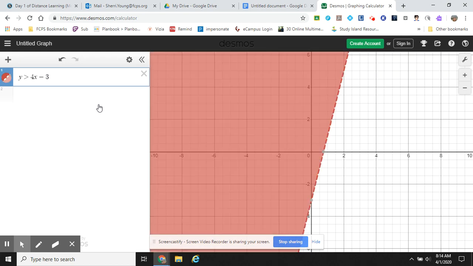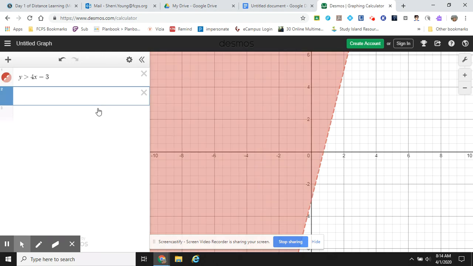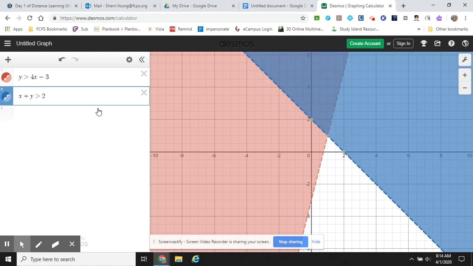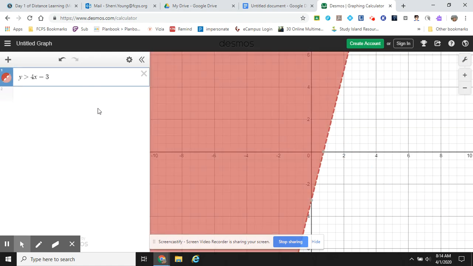And notice it did the shading for me. If you notice, it is a dotted line because it is greater than, and the shading is that big pink area. I'm going to add a second one. X plus y is greater than 2. Nope, sorry, wrong one.